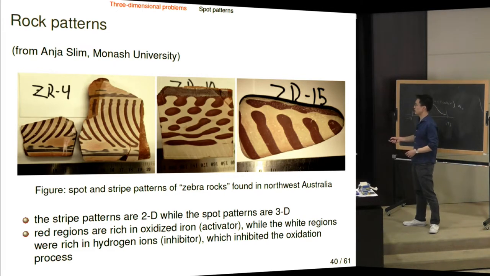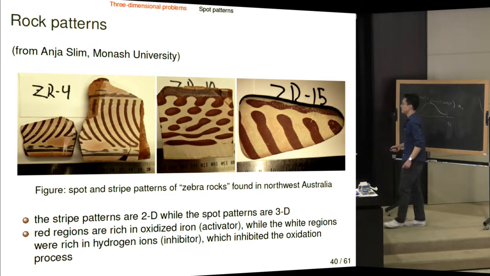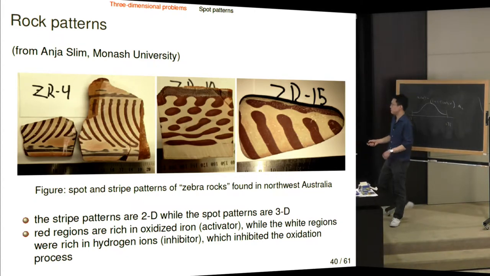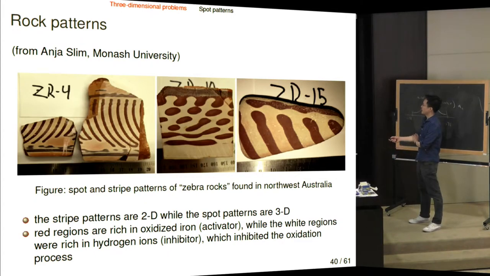I'm kind of cheating a little bit. These are 1D patterns, but these are actual 3D patterns. These are football shaped patterns. These are rock patterns that are found in Northwest Australia. This is from Anya Slim. These are regions where you have high concentrations of oxidized iron, whereas these white regions are devoid of that, and they were rich in hydrogen iron, basically an inhibitor. So they're trying to formulate an activator inhibitor model for this type of pattern.